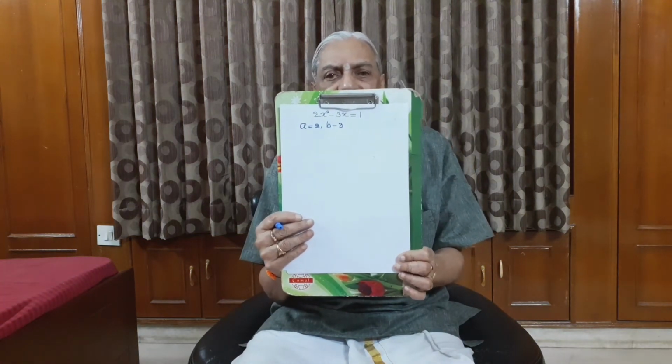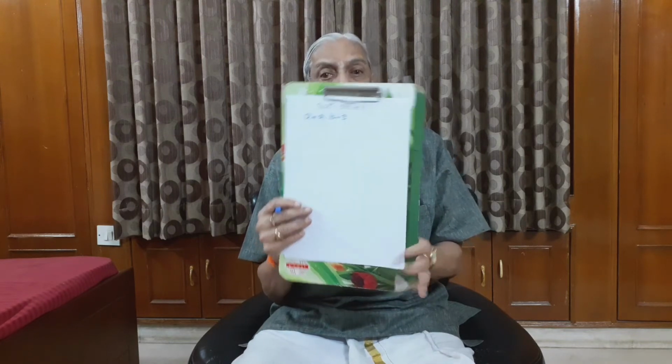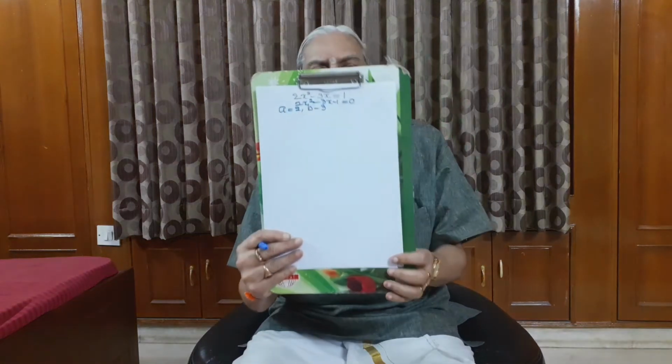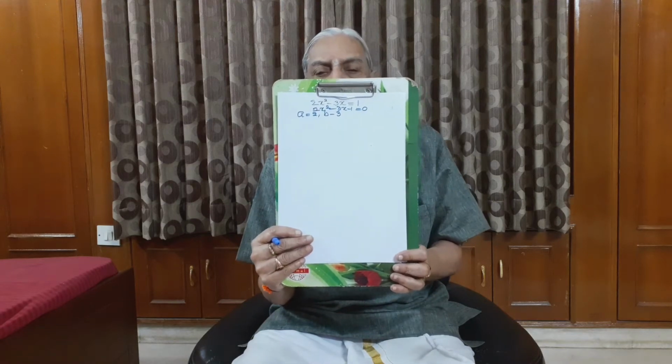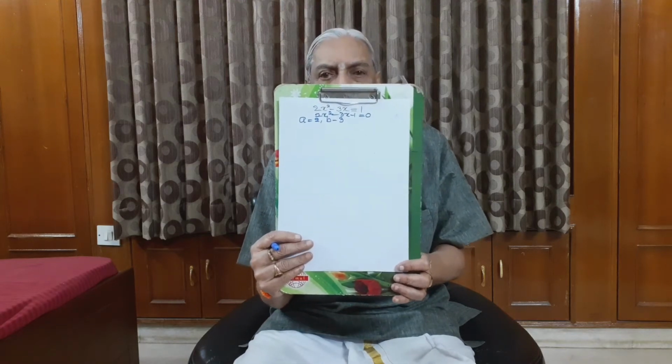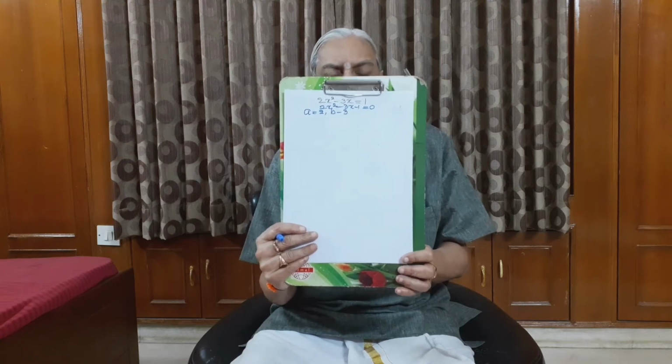It is not in the standard form. Therefore, what should have been the first step? 2x squared minus 3x minus 1 equals 0. You should have taken 1 to the left hand side. Not really right. So, you have to bring it to the standard form. It is not in the standard form.